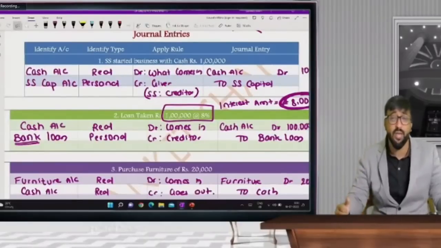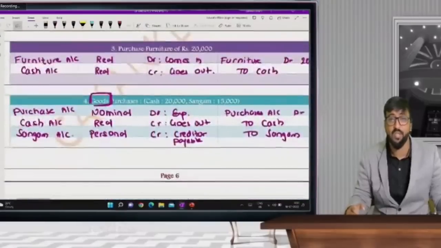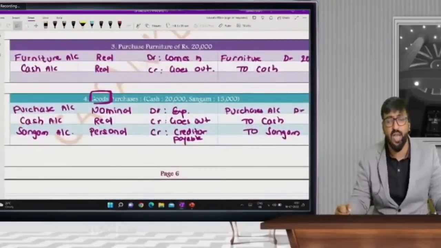Second entry, loan taken: cash account and bank loan account. Cash is a real account, bank loan is a personal account. Cash account debit, what comes in, and bank loan account is a personal account, credit the creditor. So cash account debit to bank loan account. Third, purchase of furniture: furniture and cash. Both are real accounts. Debit what comes in, credit what goes out, so furniture account debit to cash.